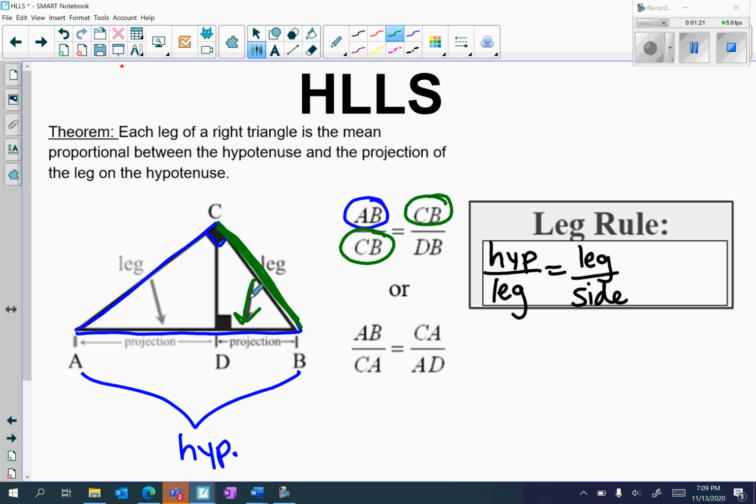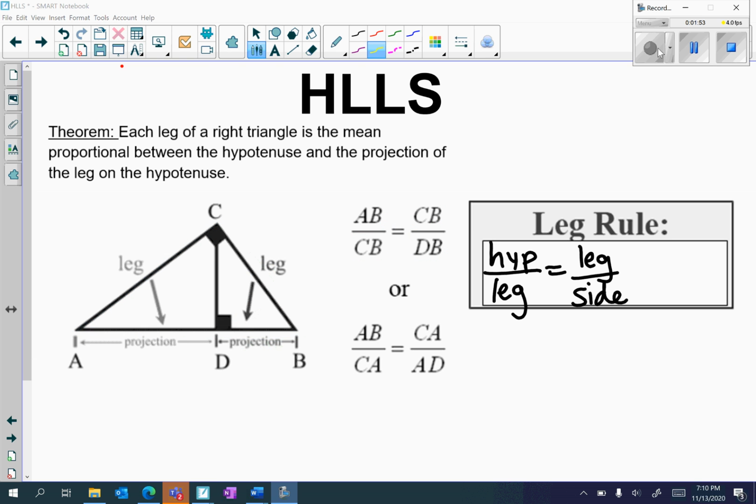And the side is across from the leg. So DB is our side. Notice that on the diagonal here, it's the same leg, which is CB. Notice when I'm figuring out what side corresponds to the leg, I'm looking at the small triangle. The side is across from the leg. Let's look at the next proportion.